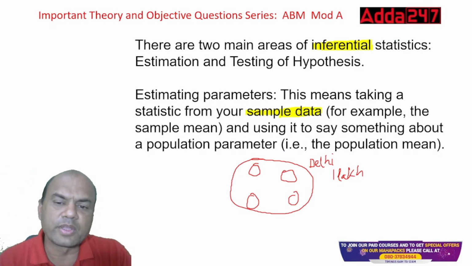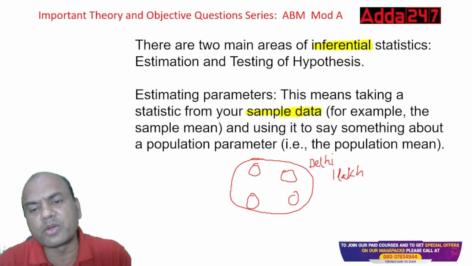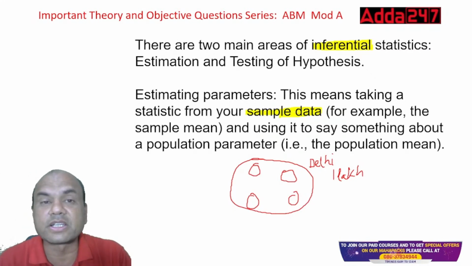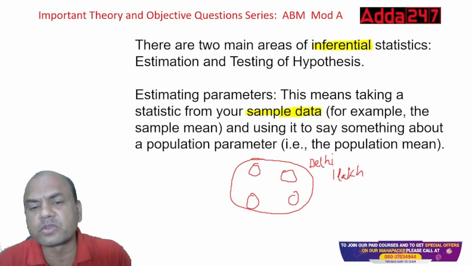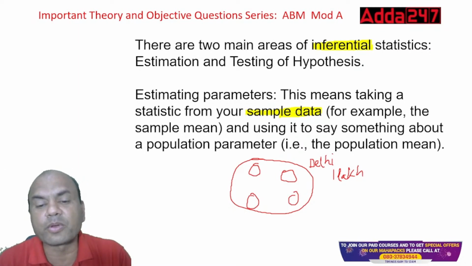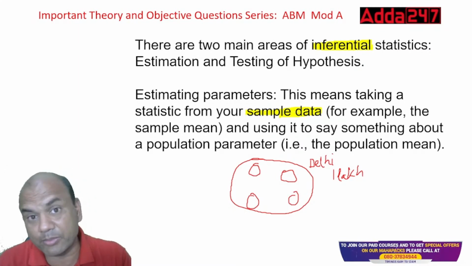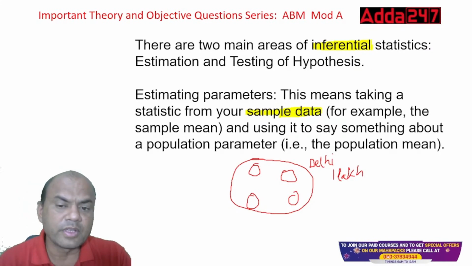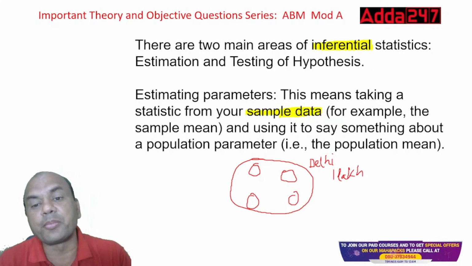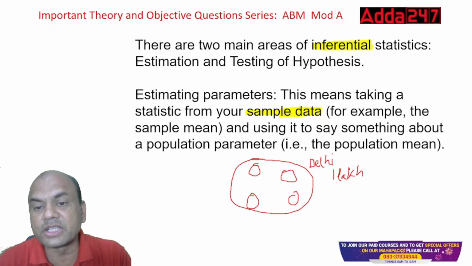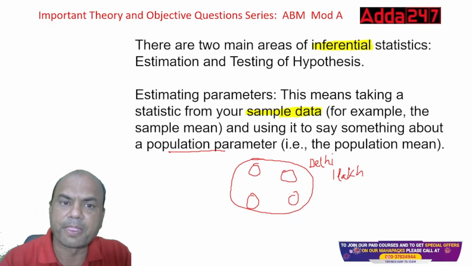Is it possible for me to take it from the entire population, go to every house and check what the salary is? Not possible. So I'll take samples from, let's say, 4 corners. There can be more corners also. Find out the salaries and then apply that, using it to say something about the population. So apply it to the entire Delhi. That is estimation.